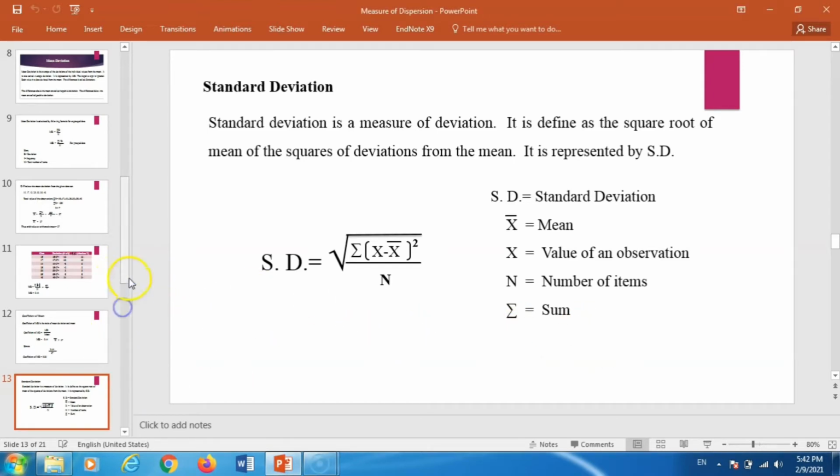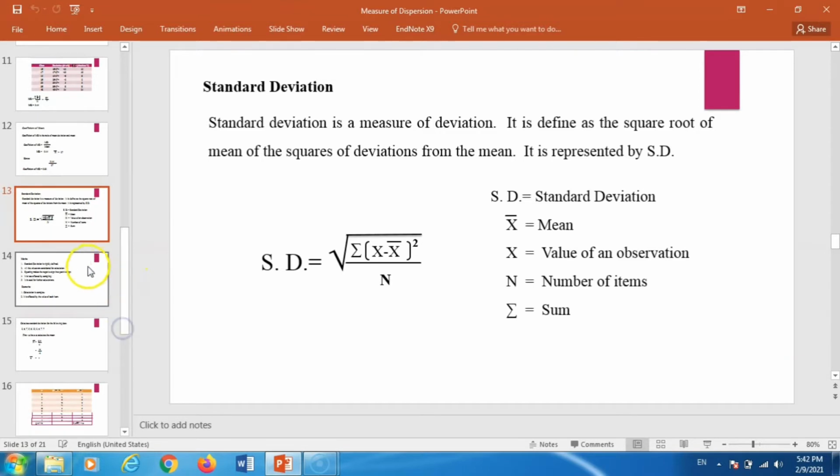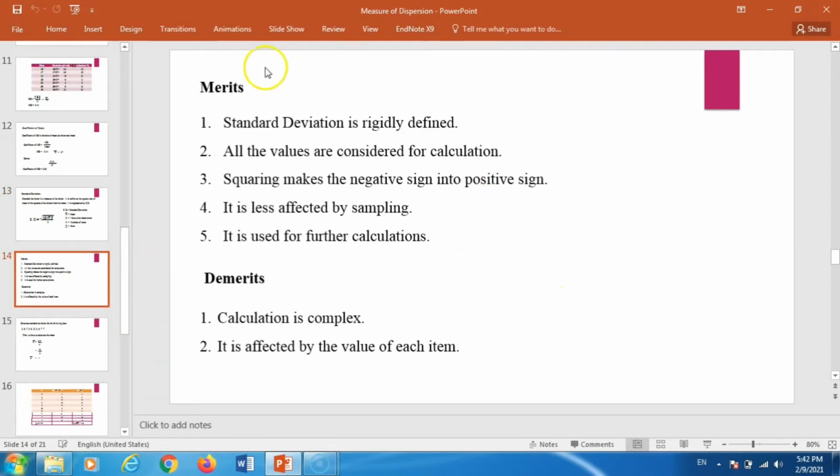In standard deviation, there are also some merits and demerits. Let us see the merits of standard deviation. Standard deviation is rigidly defined. All the values are considered for calculation. Squaring makes the negative sign into a positive sign. It is less affected by sampling. It is used for further calculation. So there are so many merits of standard deviation, and that's why it is used for further scientific calculations.